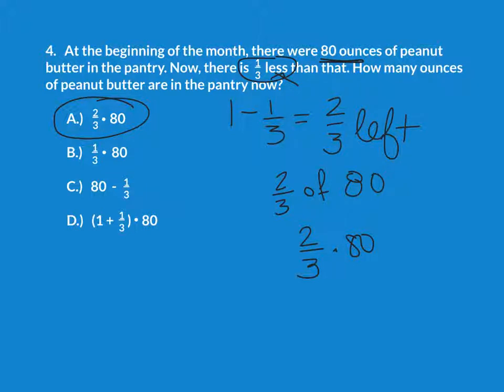1/3 times 80, well, that's how much was eaten. So that's not it. 80 minus 1/3, well, that doesn't make any sense at all because it doesn't say that 1/3 of an ounce was eaten. It says that it's 1/3 of the original, so this doesn't make sense. This is 1 plus 1/3. We know it's less, and that's why we subtracted, so therefore it doesn't get larger. Although that would be very cool if I could put peanut butter in the closet and I'd take it out and there were more. But it doesn't work that way, so I am going to cross this one out as well.